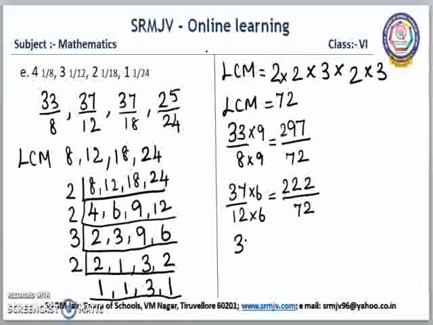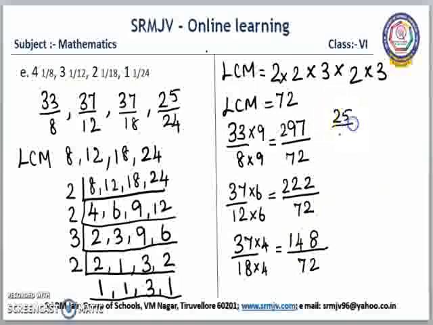The third one, 37 by 18. In 18 table, when you will get 72? 18 4s are 72. So we have to multiply the numerator by 4. 4 sevens are 28, 2. 4 threes are 12, 12 plus 2, 14. So 148.